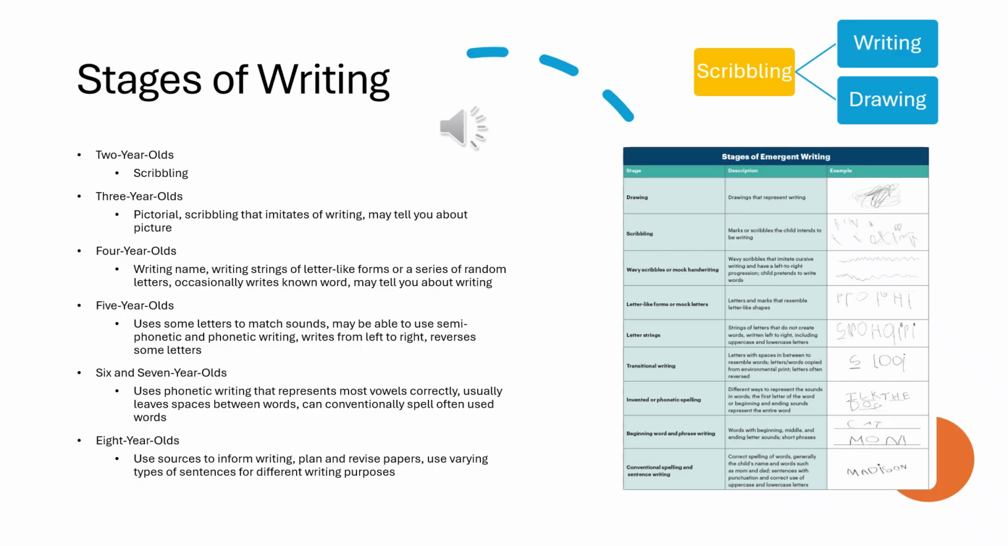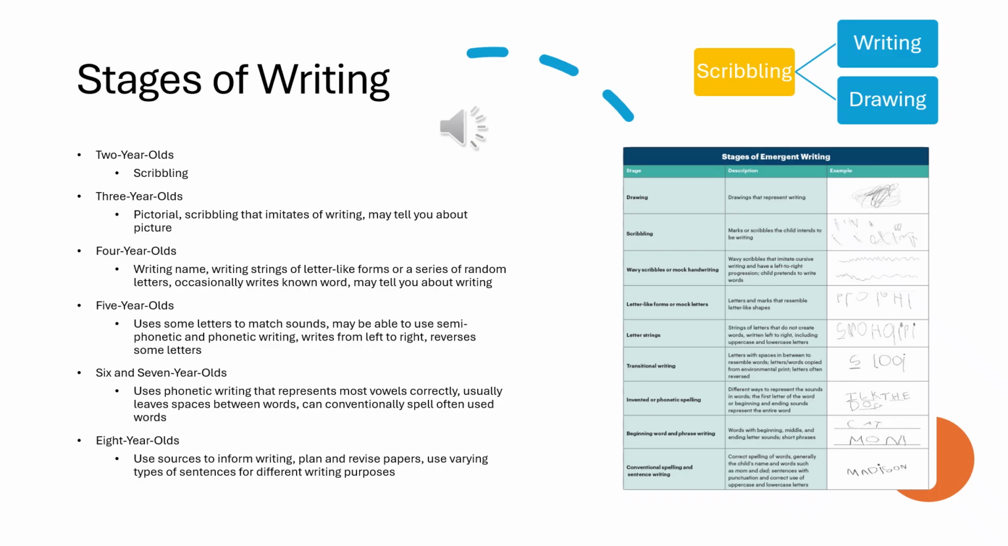So 6 and 7-year-olds are still using phonetic writing. They're getting a little closer to sometimes using traditional spelling, even when they are also using phonetic writing, where they're just writing what they hear. But they can write conventionally, spell conventionally for words that they use often. They are starting to leave spaces between words when they write. And then 8-year-olds are far enough along with their writing that they probably most generally use conventional things unless it's a word they haven't seen before.